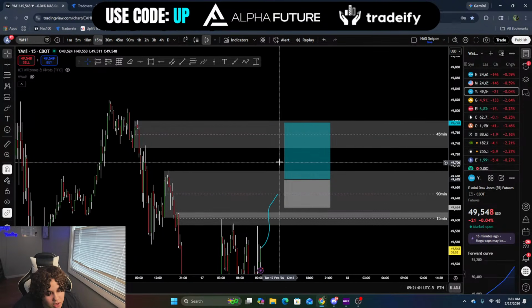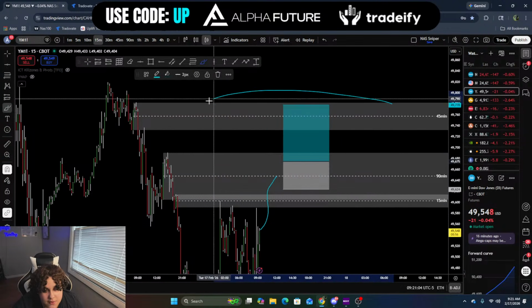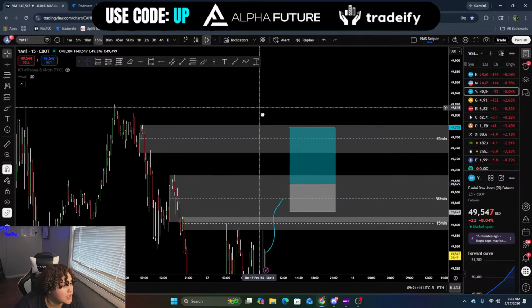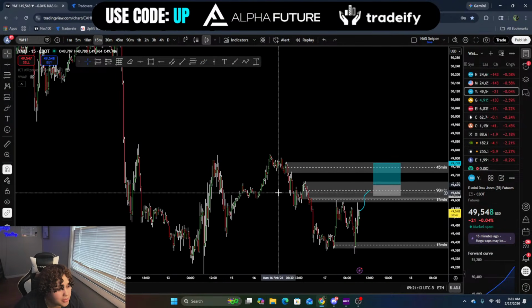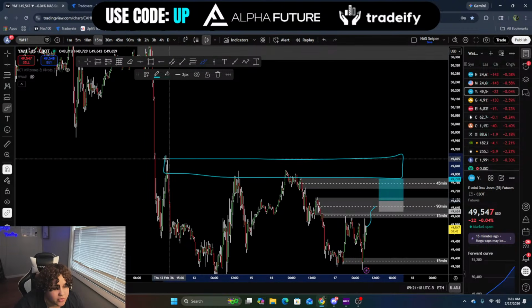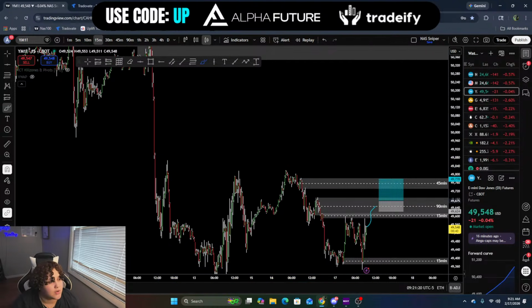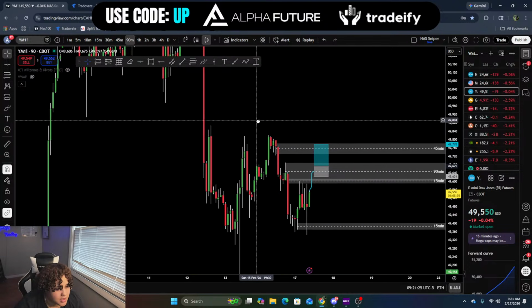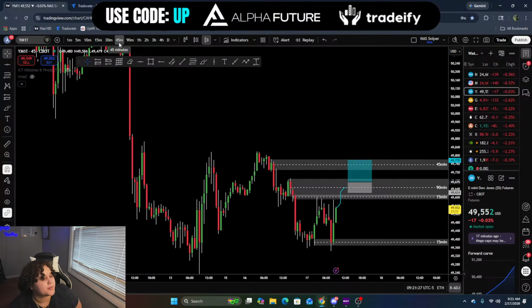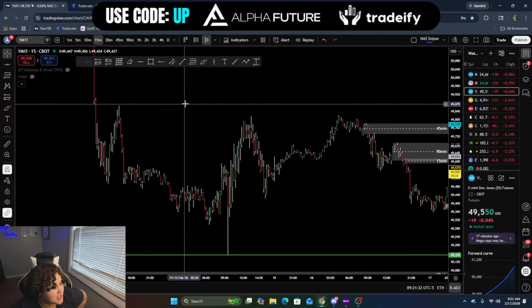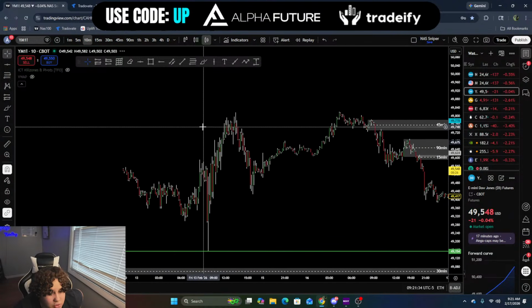If I do take the long, I would have to watch out for this 45-minute supply zone and just hope that we are strong enough to push past it. And I think if we get above this area of resistance here that we've been in for a while, there's a lot of upside potential. I'm just going to double check to see if I missed any zones, because I don't have too many.